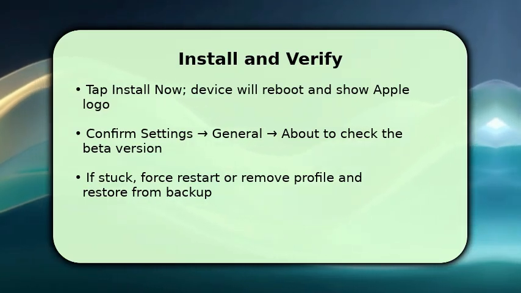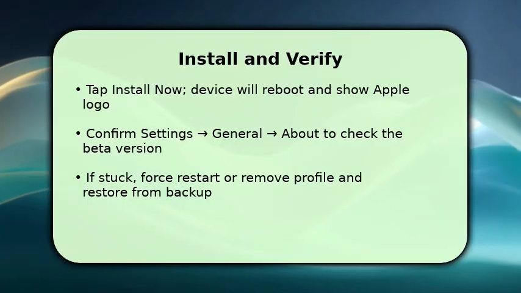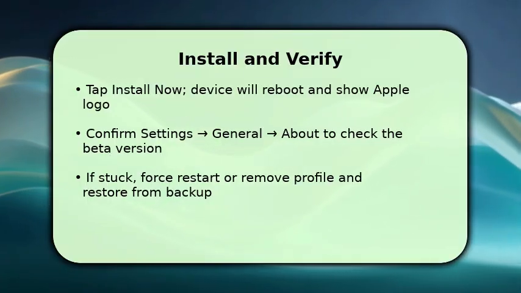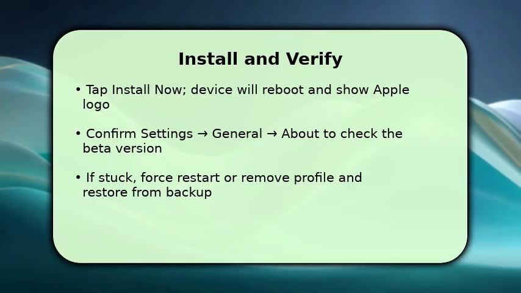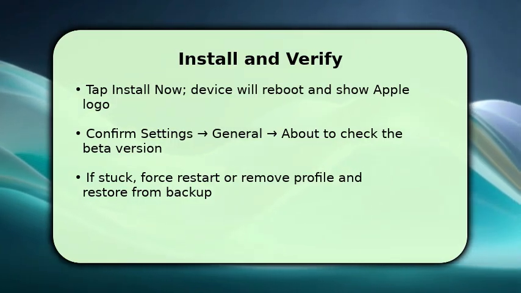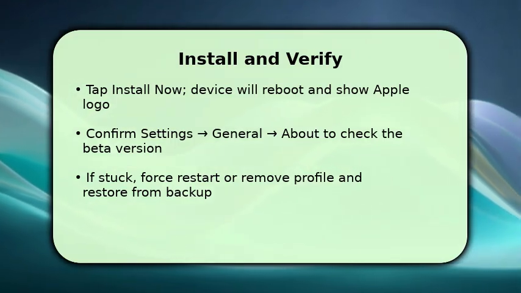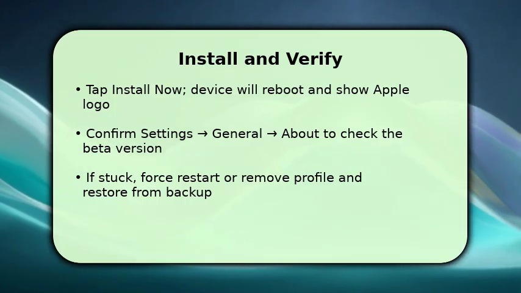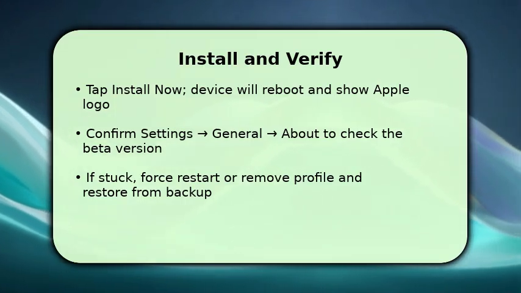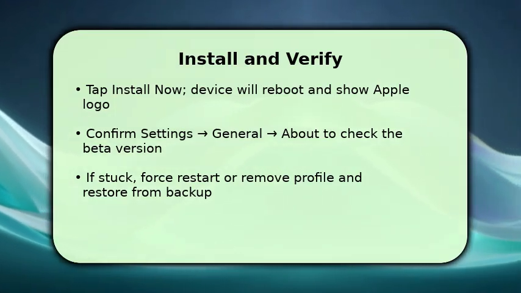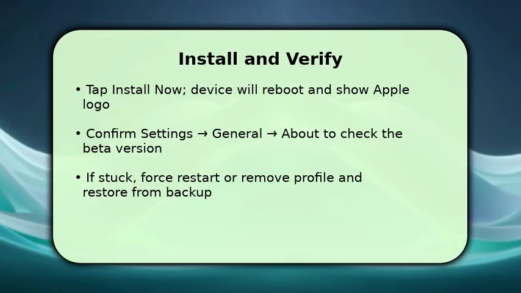After it boots, go to Settings, General, About to confirm the beta version and build number so you know you're on the right release. If the install hangs or the phone becomes unstable, make sure to force restart first. If problems persist, remove the beta profile and restore from your backup to return to a stable public release. That troubleshooting step solves most.